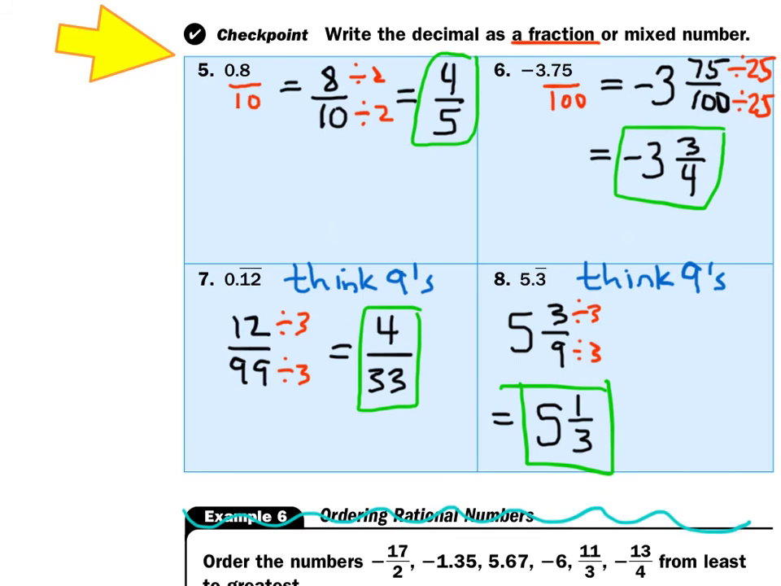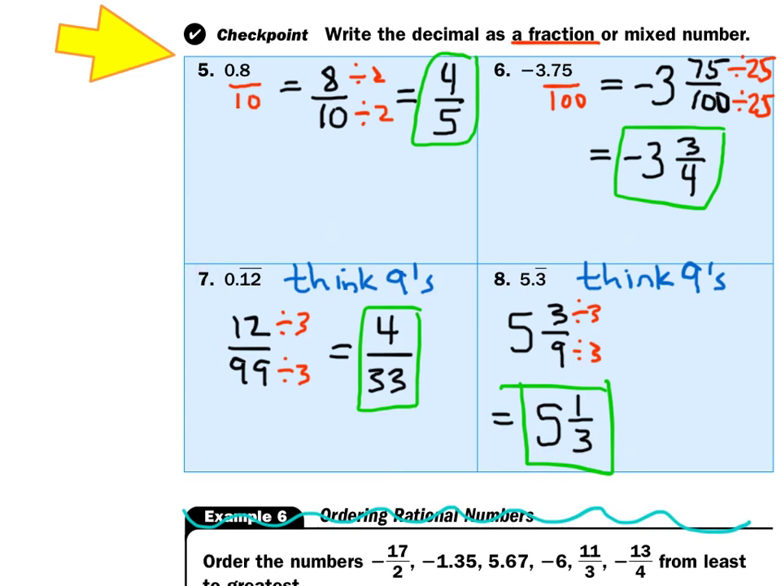Take a look at number 6, negative 3.75. Well, the negative 3 is in front of the decimal, so I write a big negative 3 over here. And then underneath the decimal, I do my fraction bar. Straight under the decimal, I put a 1. Under the 7, I put a 0. Under the 5, I put a 0. So I can see that it's negative 3 and 75 over 100. And then I divided both by 25, and so I got negative 3 and 3/4.